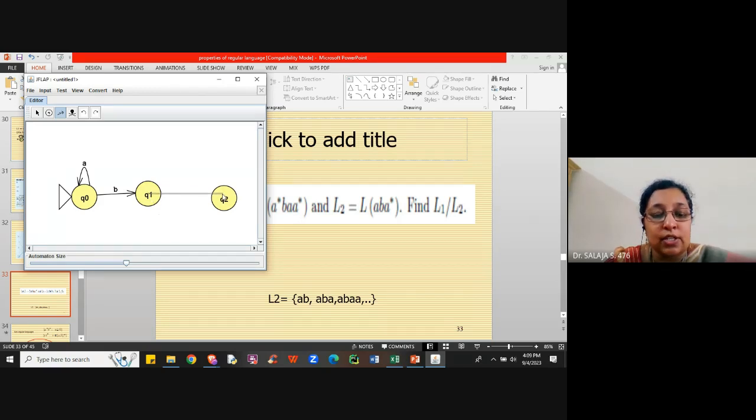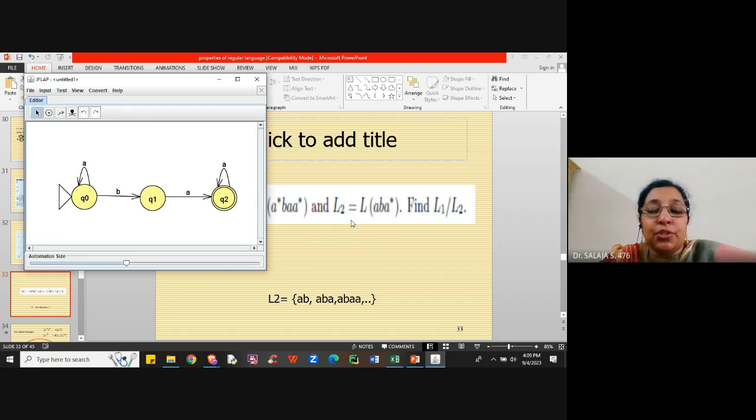From Q1 we have a transition on A to Q2, and on Q2 you have a self loop on A to accommodate the last A closure, and Q2 acts as the final state. Fine, we haven't drawn the trap state, we have just considered this particular diagram.